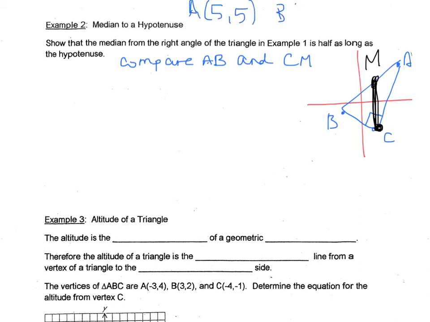Point B was negative 3, negative 1. Point C was 1, negative 3. And point M we have to figure out. So let's find the midpoint first.